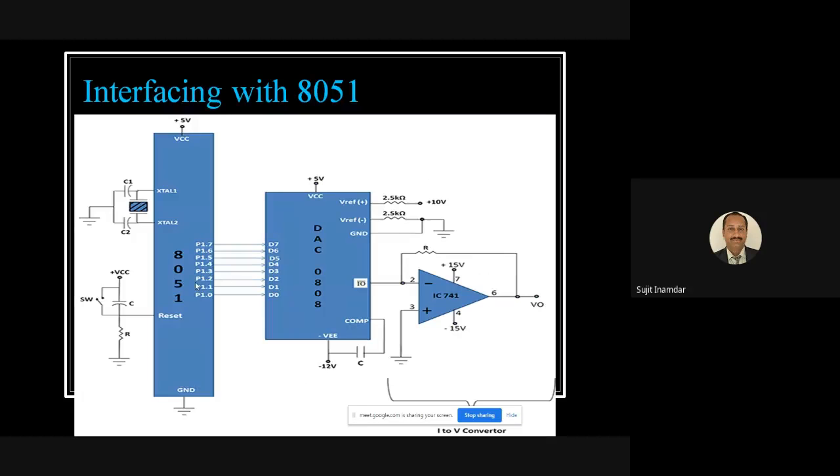And in this diagram, P1.0 is connected to D0. So you can observe different constructions or designs in the different diagrams. But which is more correct? When we see the actual simulation, that time we will come to know.